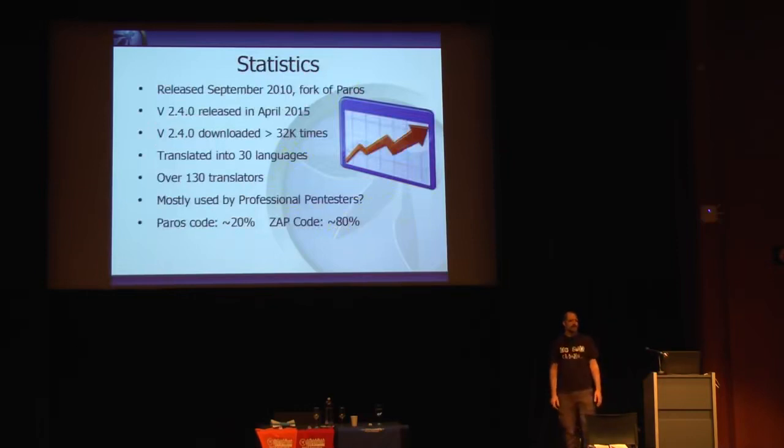Some statistics for you. ZAP is nearly 5 years old, so it's getting there. And the most recent release, 2.4.0, we released last month, and I just checked this morning, that's been downloaded more than 32,000 times, which isn't too bad in 1 month. And that's direct downloads as opposed to tools like Kali, which updated very quickly. So people using ZAP through Kali will have pulled that down from the Kali repos rather than ours.